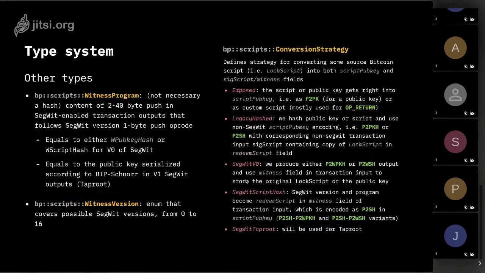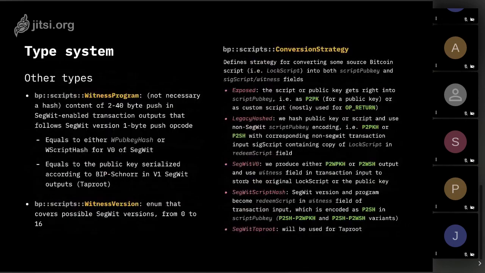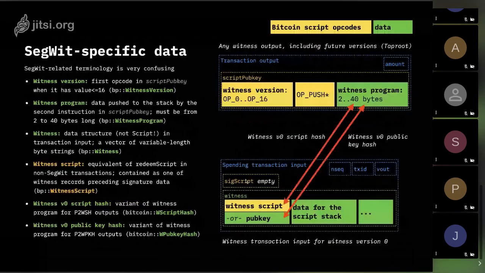Additional to those types, there is witness program. It is different from the witness data structure. There is witness version, because we have right now witness 0 version, Taproot is a witness 1 version, and probably there will be more. There are 17 possible witness versions, not 16, 17, because we start from 0. And there is a conversion strategy. Basically, the way we code the log script into other types of scripts for both transaction outputs and transaction inputs.